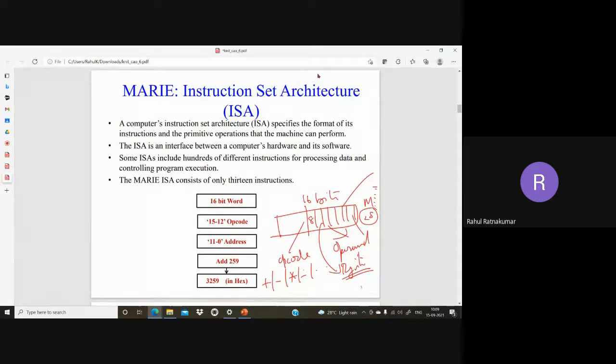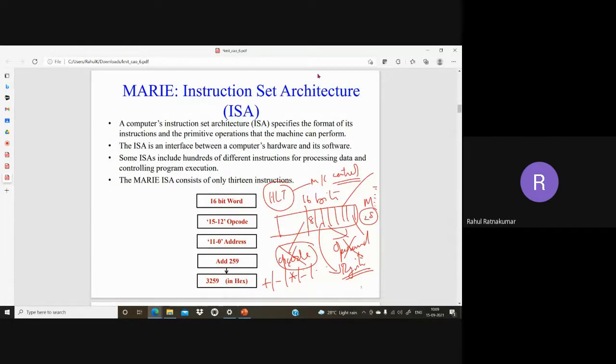There are some instructions which don't have an operand. It can have an opcode but no operand. For example, halt or stop. This instruction doesn't have to work on data. These are called machine control instructions. There are a lot of instructions like that.